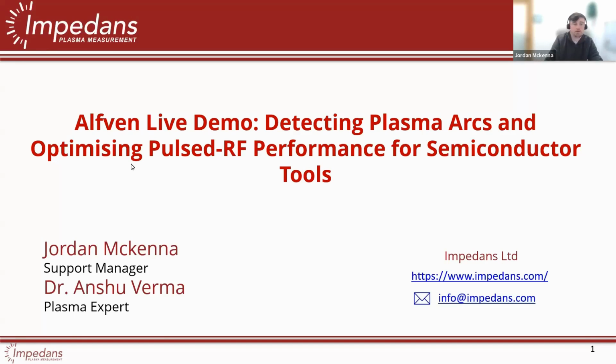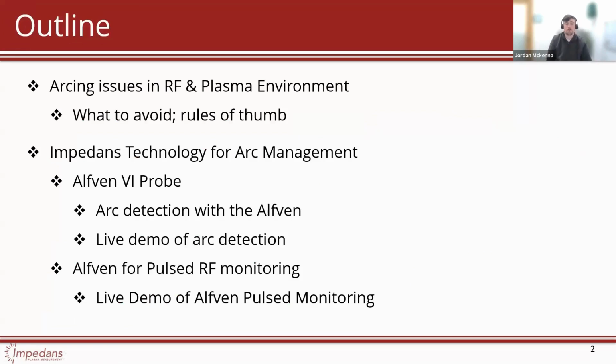We will carry on. So let's get started. So what are we going to talk about today? Arcing and issues within an RF and plasma environment. What is arcing? What are the main causes of arcing? And the main thing, what to avoid, and rules of thumb when minimizing arcing happening within a plasma environment. We will also be talking about the impedance technology for arc management, our Alpha VI probe. And with that, we can show arc detection with the Alpha probe.